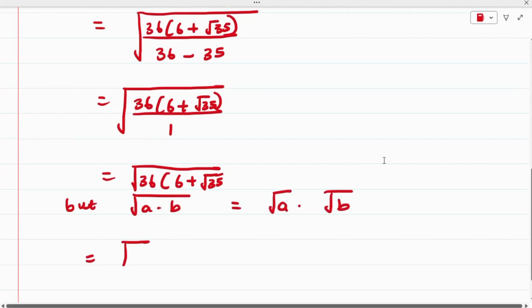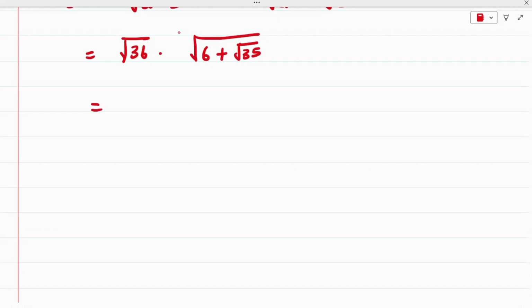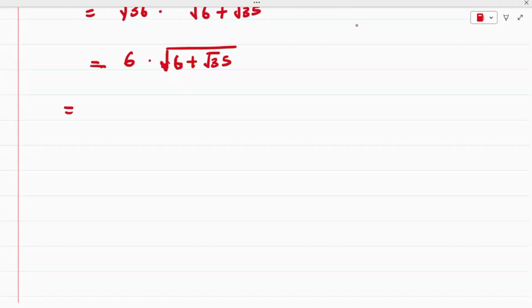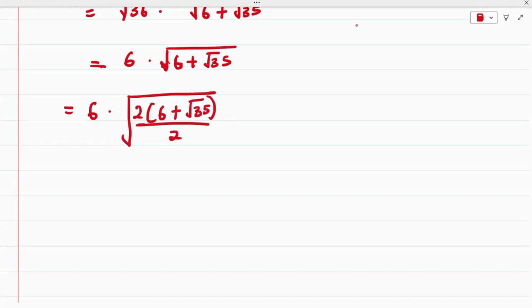So hence we have the square root of 36 multiplied by the square root of 6 plus the square root of 35. So we have this to be equal to the square root of 36, which is 6, multiplied by the square root of 6 plus the square root of 35. So from here we have 6 multiplied by the square root of, now we can easily rewrite this to be 2 multiplied by 6 plus the square root of 35, divided by 2. We want to simply write it this way, and we note that if we have the square root of a divided by b, this is equal to the square root of a divided by the square root of b, right?